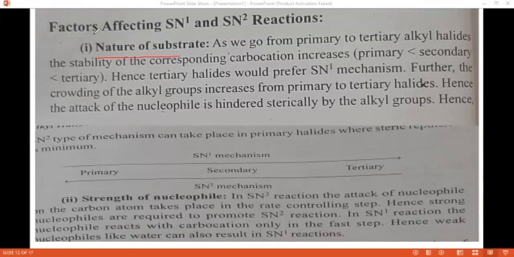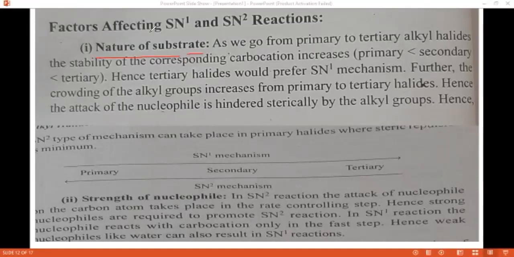The second factor is strength of nucleophile. The third factor is concentration of the base. The fourth factor is nature of solvent, and the last factor is nature of the leaving group. So let's see in detail the factors affecting the SN1 and SN2 reactions. The first factor is nature of the substrate.